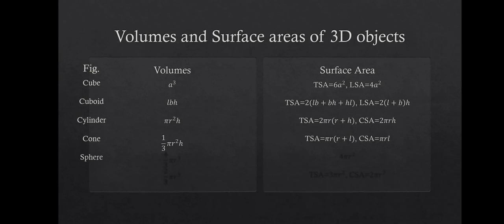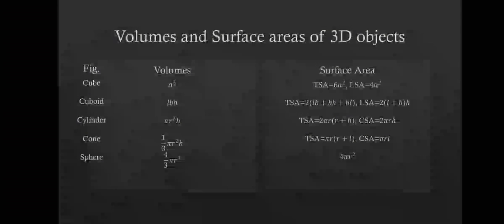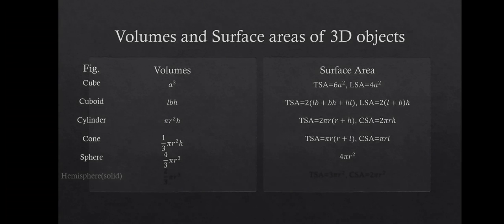Then I have a sphere. For a sphere, its volume is 4/3 pi r cube, and its surface area is 4 pi r square. Now obviously a sphere is a single surface, so it doesn't have a separate total surface area or curved surface area. It has only one surface area, and that is 4 pi r square. Then I have a hemisphere.